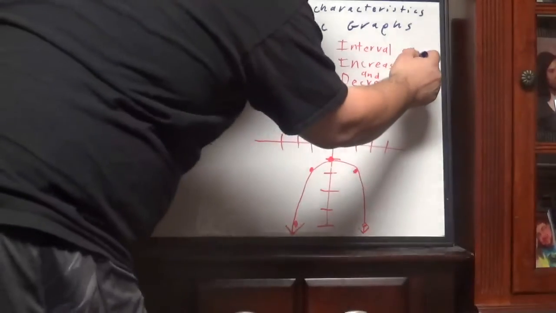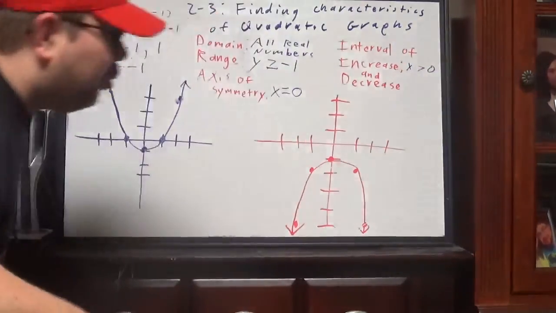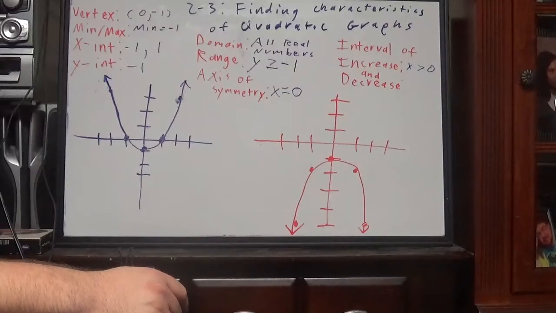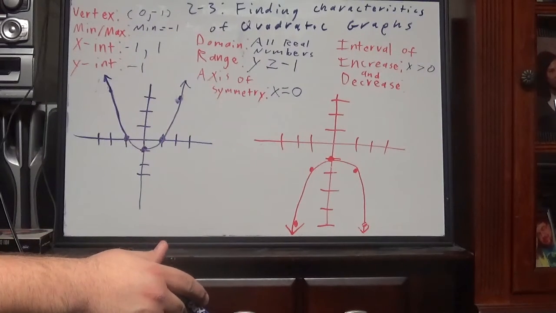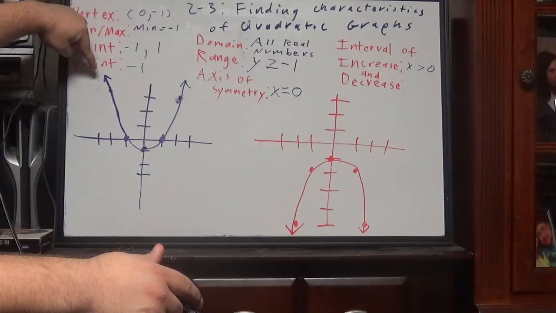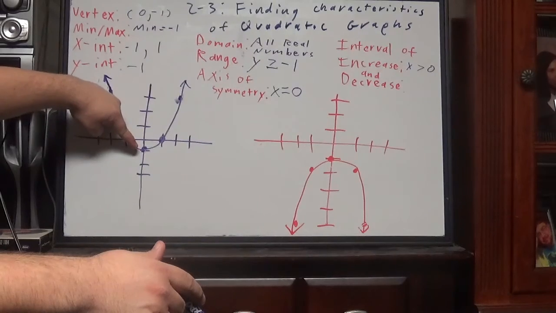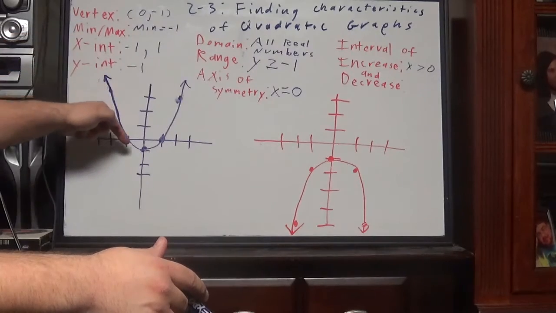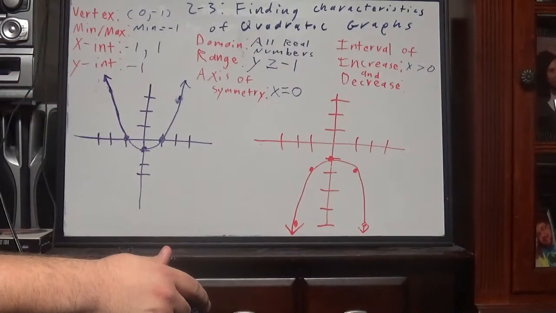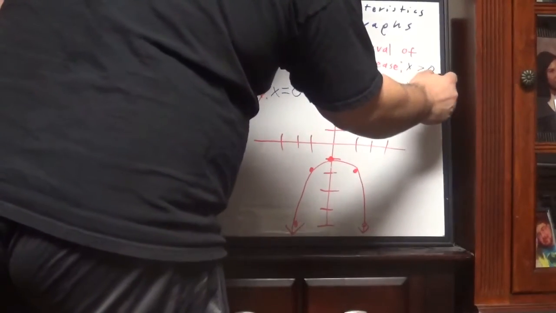So the interval of increase is any point where x is greater than 0. Well, if the interval of increase is x greater than 0, then the interval of decrease is everything before x gets to 0. As x is getting bigger, going further right, y is getting smaller up until x equals 0. That means the interval of decrease is x is less than 0.